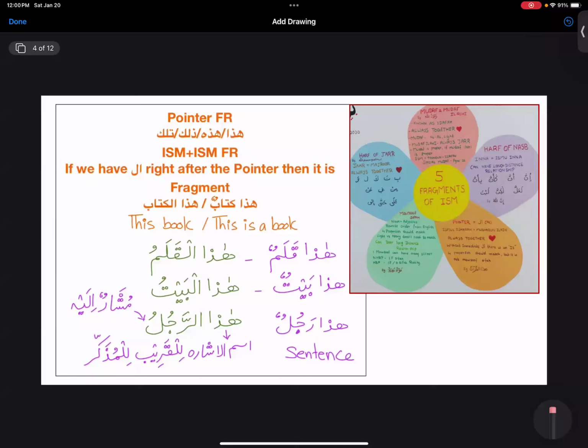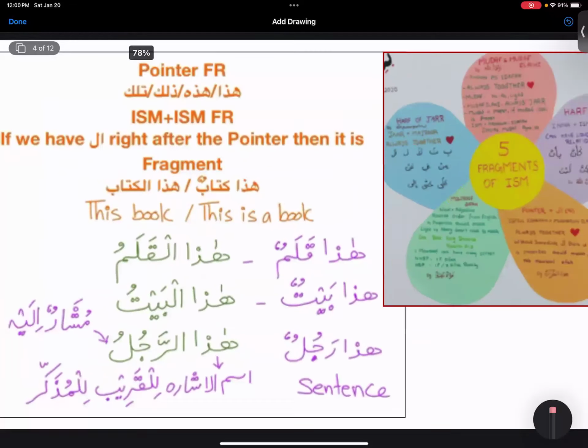Then we have the far pointers, ismul ishara lil bayid. What are they? Zalika, ulaika. So at least six of them we know so far. Now we are going to learn more about these pointers. These pointers can make a sentence, or they can make a fragment.